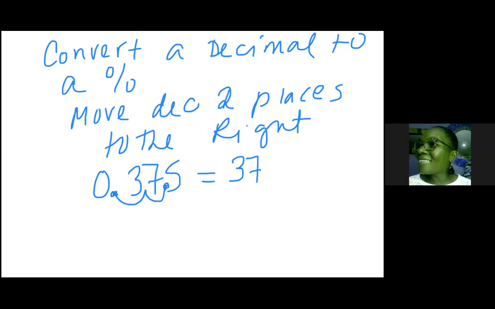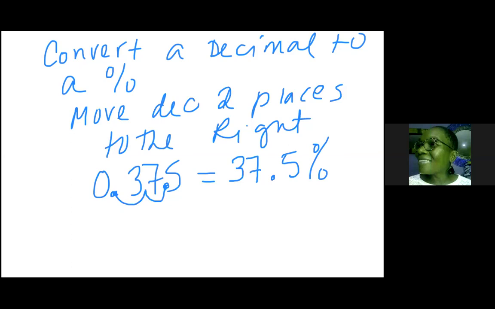All right, so in converting a decimal, guys, to a percent, you are simply moving the decimal 2 places to the right. So like that 0.375, if you are converting it to a percent, you move the decimal 2 places to the right, so you end up with 37.5%. So guys, it's an easy step right here.